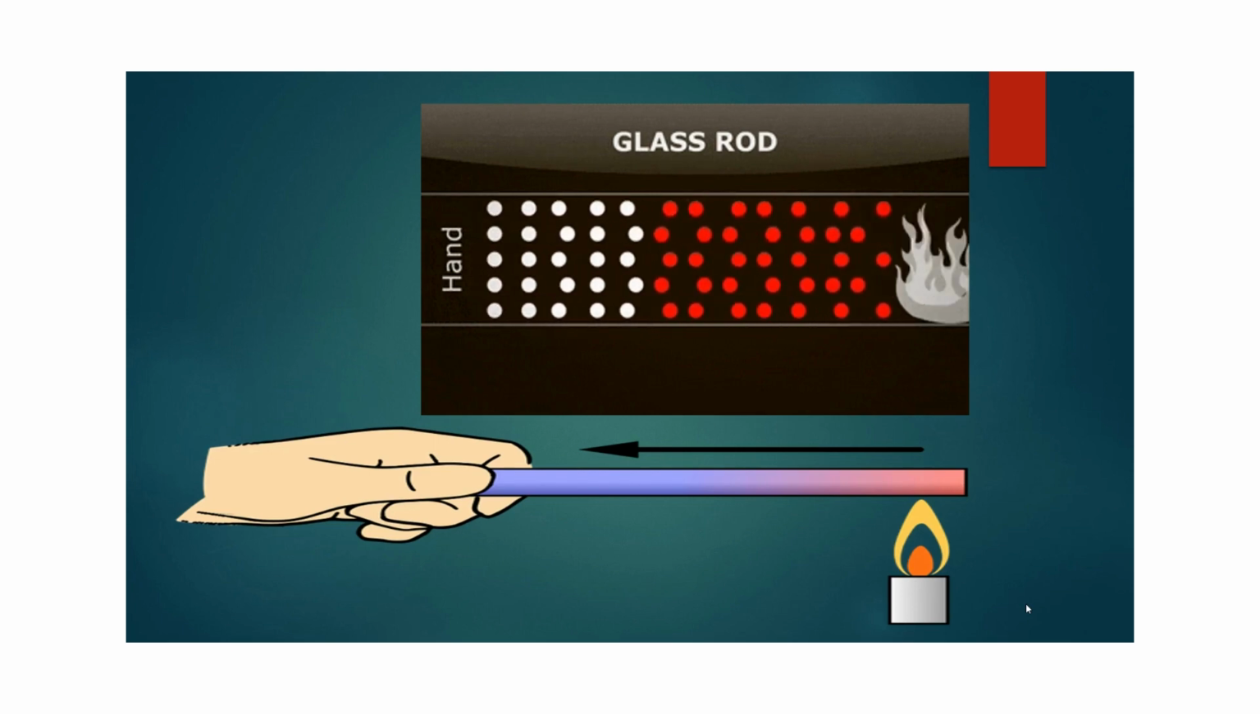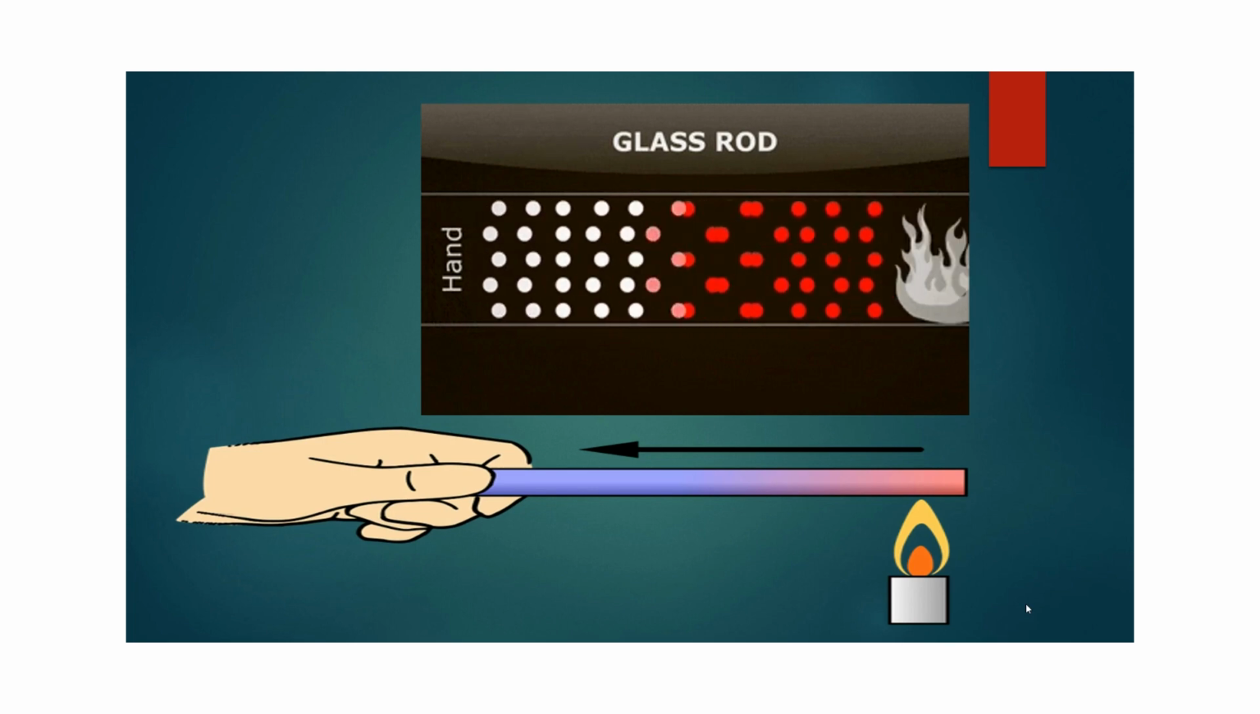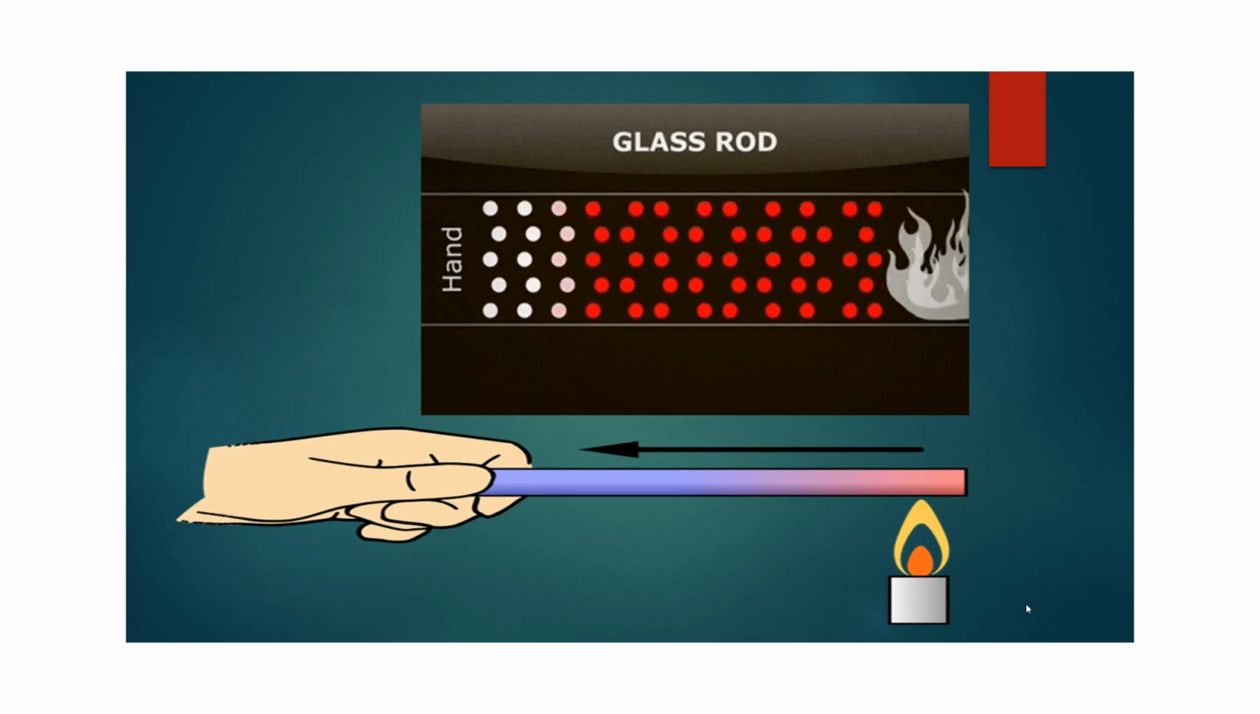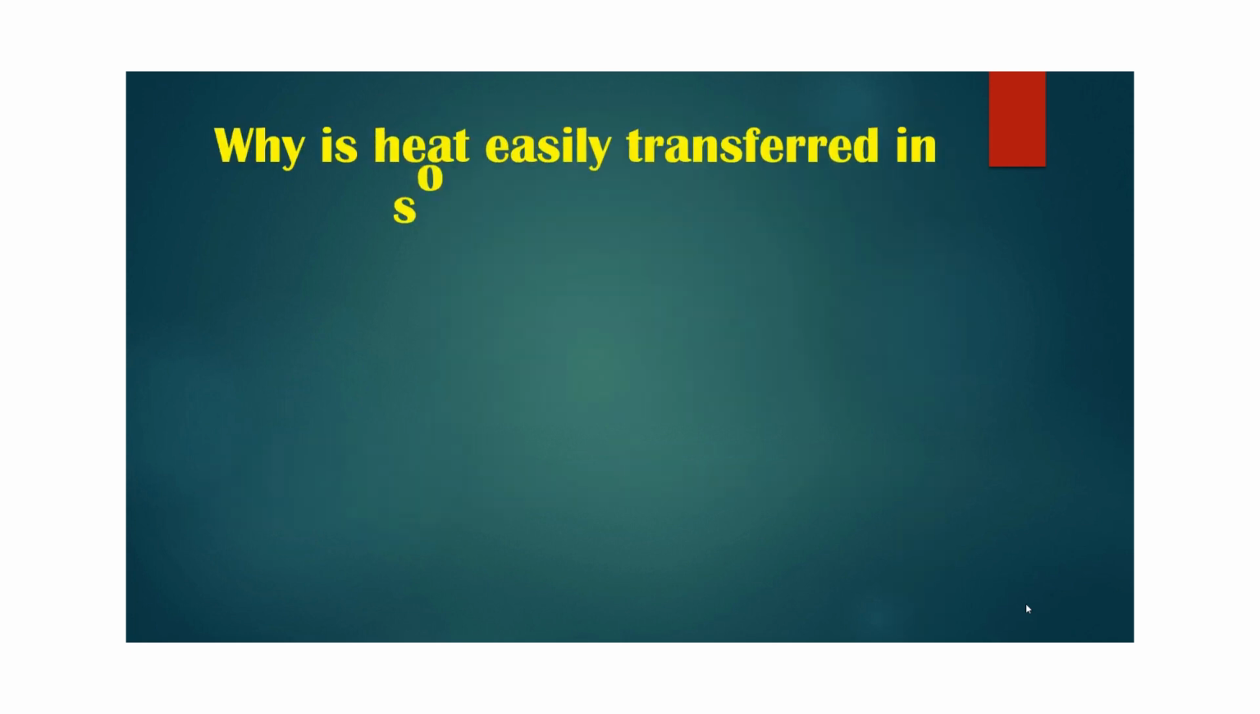The hot molecules from the fire will come in contact with the metal pole, which soon will get hot, and each hot molecule will pass the heat along to the molecule next to it, and so on, until it reaches your hand. The question now is, why is heat easily transferred in some materials?